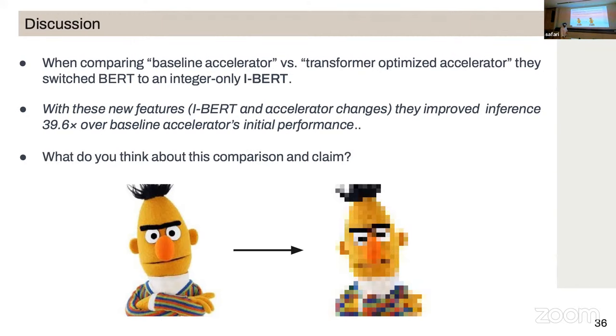It's kind of weird, because if you want to make valid comparisons, you should have the same model. You can't just go from floating points to integers and say that's a valid comparison, because obviously you're going to get much faster compute with integers. So it's kind of strange that they don't do a fair comparison here.